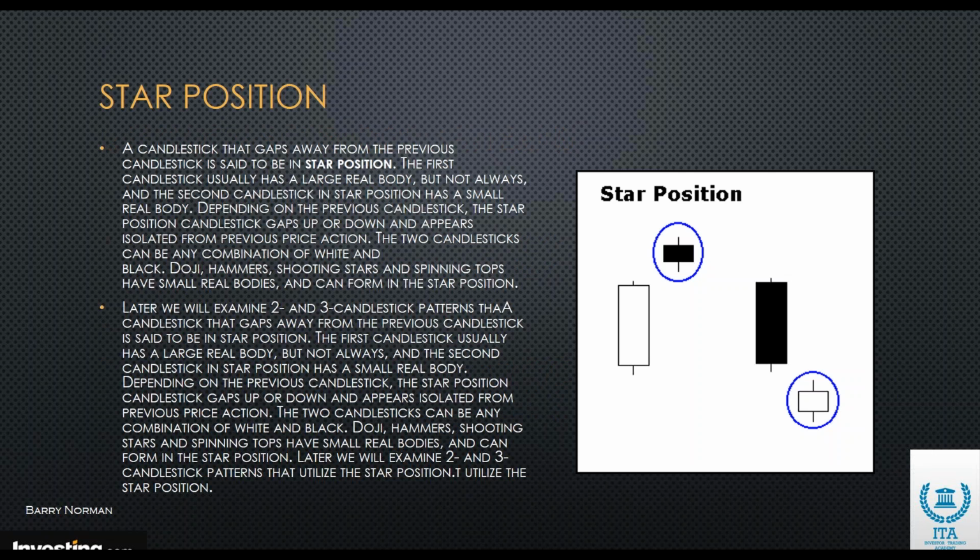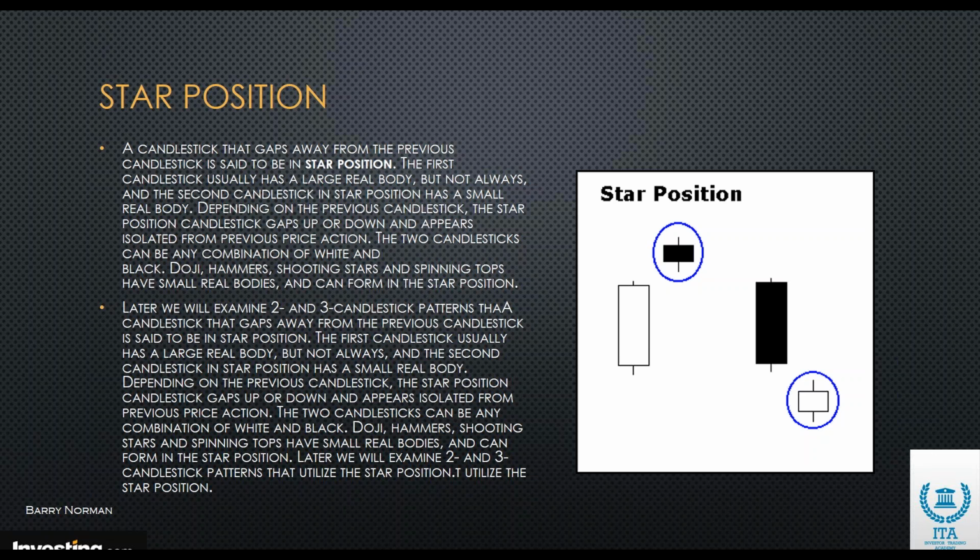So these are positions. We talked about an individual candlestick and what story it tells. Then we have positions. This is where the candlestick is positioned in relationship to the previous candlestick. In this case, we have what's called a star position. This is not necessarily a spinning top. It could be a doji.